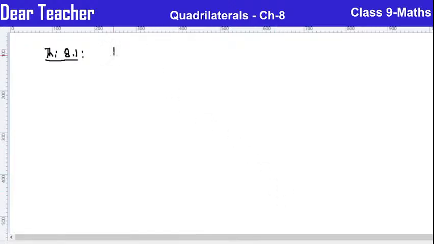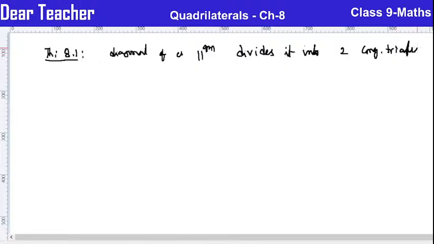The diagonal of a parallelogram divides it into two congruent triangles. So for that we will take a parallelogram.